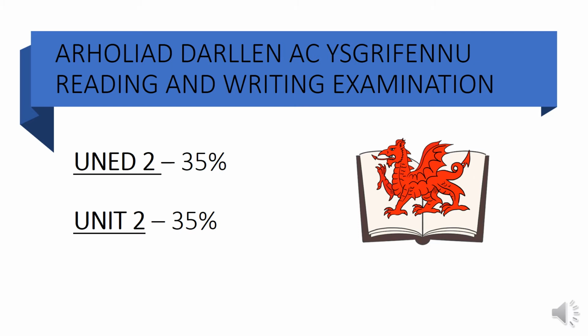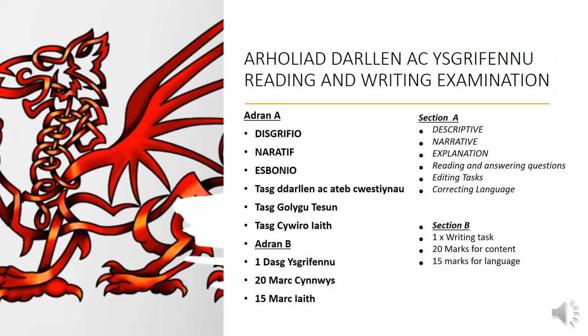Now, if we move on to the reading and writing examination, as I mentioned earlier, there are 2 units, Unit 2 and 3, but I'm going to talk specifically about Unit 2 now. Now, Unit 2 is the descriptive, narrative and explanation exam, where the pupil will be reading text and answering questions on the text, editing tasks and correcting language, before moving on to Section B, which is a writing task, which is 20 marks for content and 15 for language.